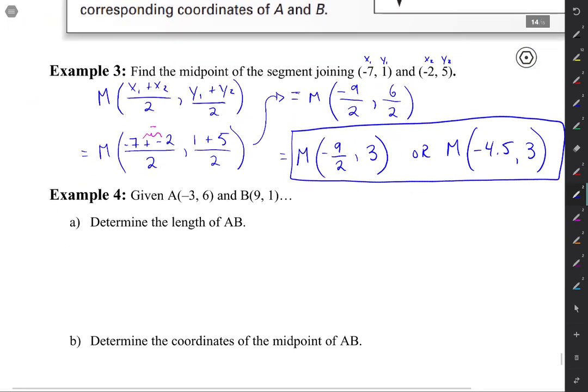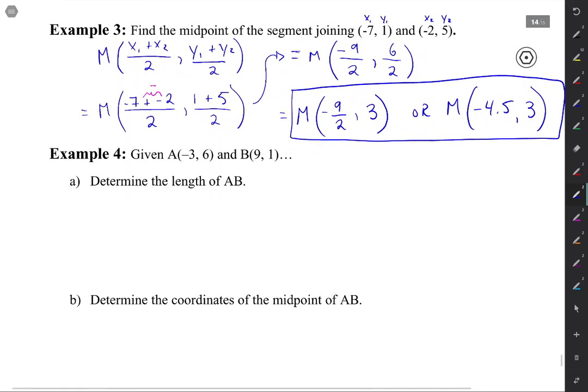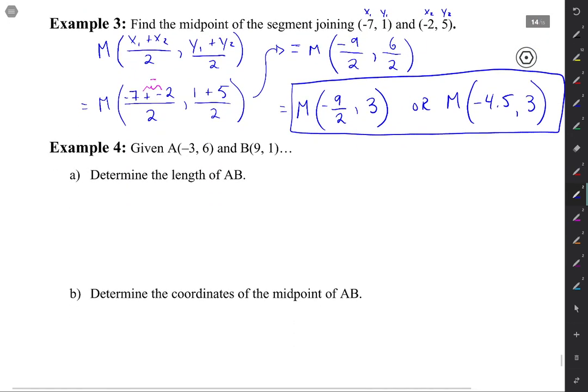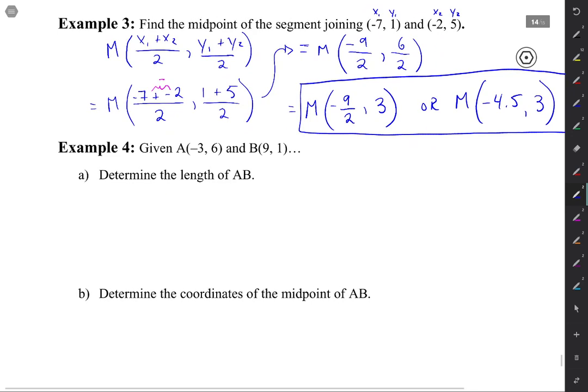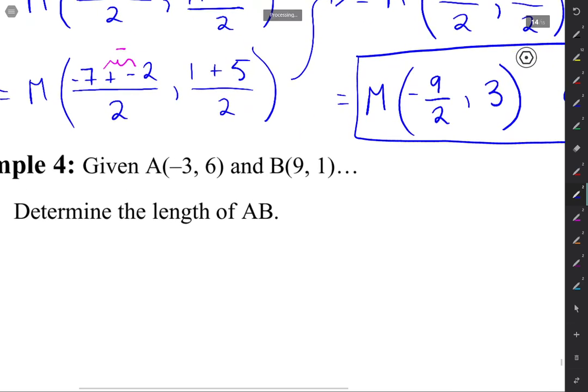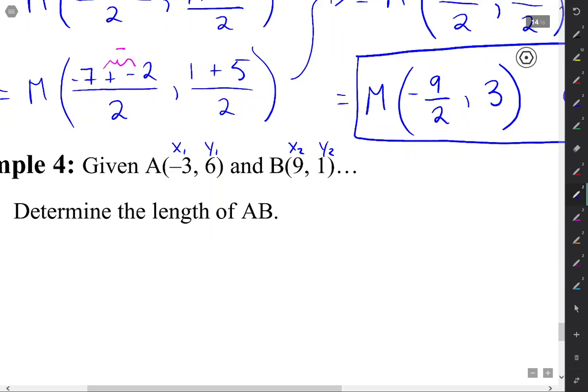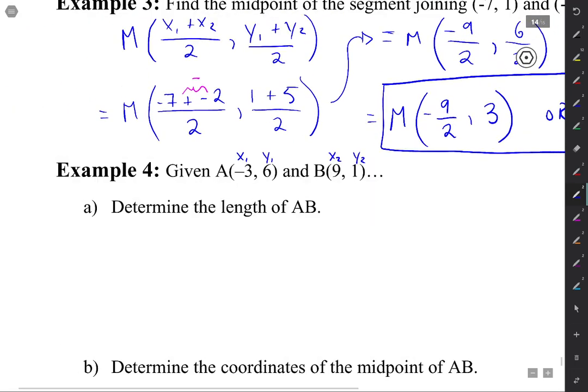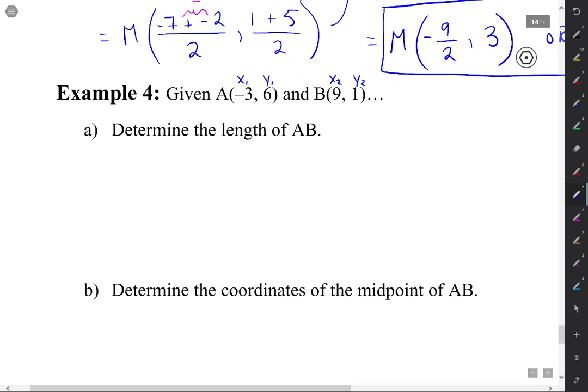Now in example 4, we need to find the length of this line segment as well as the midpoint. So we're going to use both the formulas we learned today. I'm just going to zoom in and start by labeling them x1, y1, and x2, y2. Now let's determine the length of AB. That would be the distance formula, which is x2 minus x1 squared plus y2 minus y1 squared.